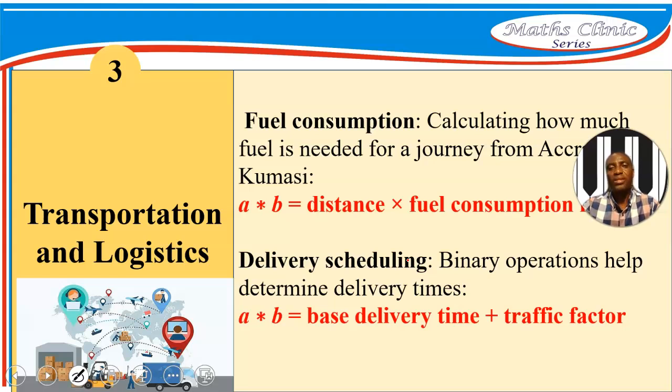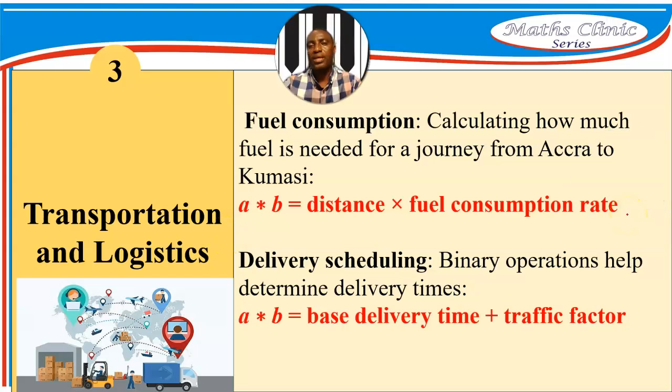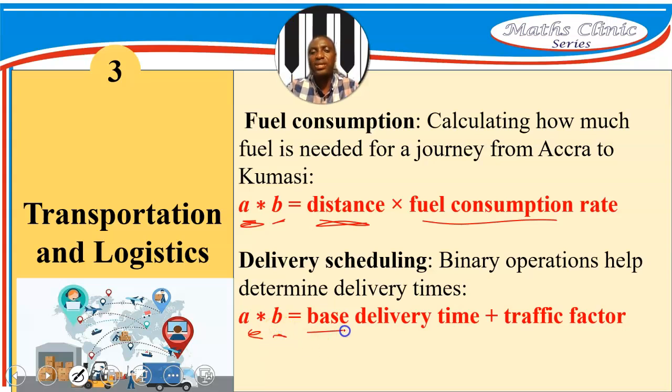Transportation and logistics. A lot of binary operation works also over here. For example, fuel consumption, calculating how much fuel is needed for a journey from Accra to say Kumasi, Tamale to Accra, whatsoever. And normally it goes by the binary operation A star B equals the distance times the fuel consumption rate. Or for delivery scheduling, binary operation can help us to calculate, say A star B, and the formula goes like A star B is base delivery time plus traffic factor.